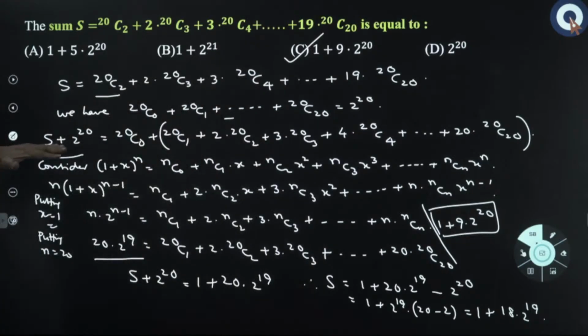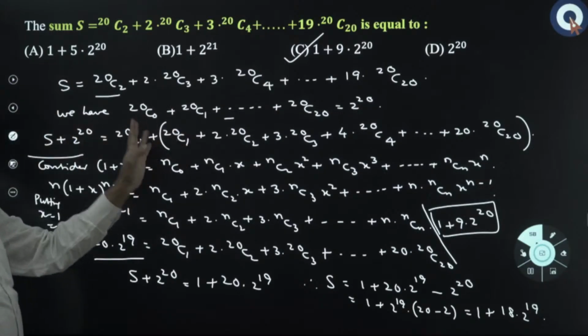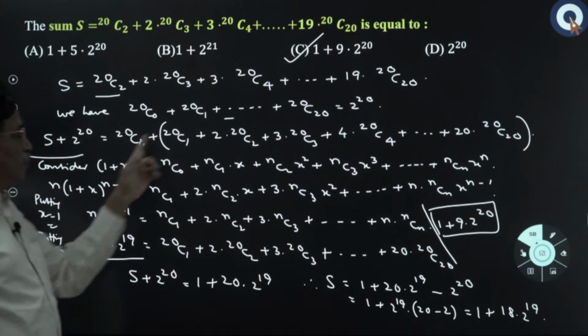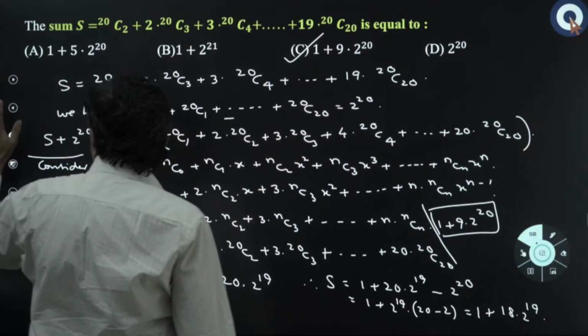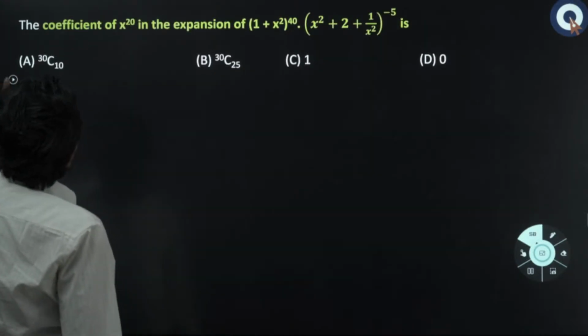So here in this problem, the takeaway is that we are adding 2 power 20 on both sides, which is 20C0 plus 20C1 plus up to 20C20, etc., which is 2 power 20. Now let us see the next one.